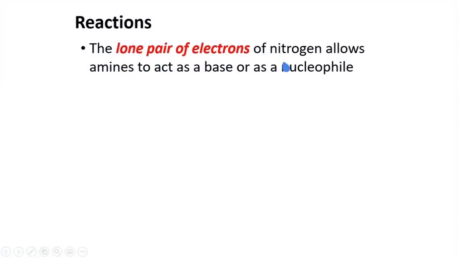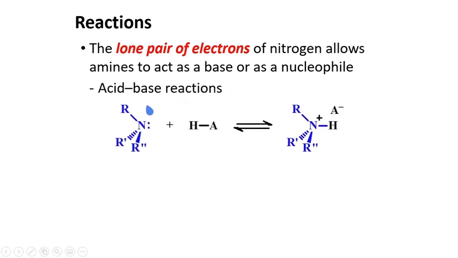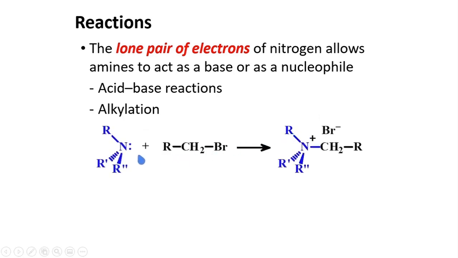The lone pair of electrons of nitrogen allows amines to react as a base or as a nucleophile. It can react in acid-base reactions. In the presence of an acid, your nitrogen can abstract this proton to form the aminium ion. The lone pair is also responsible for the capability of amines to be alkylated. In this case, it will react in an SN2 manner to form this ammonium salt.